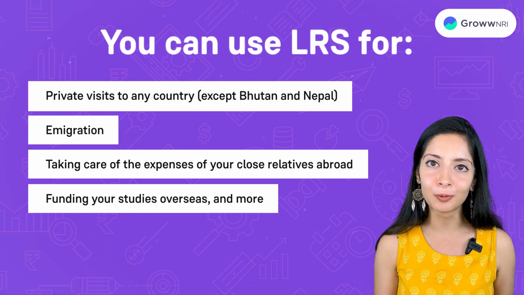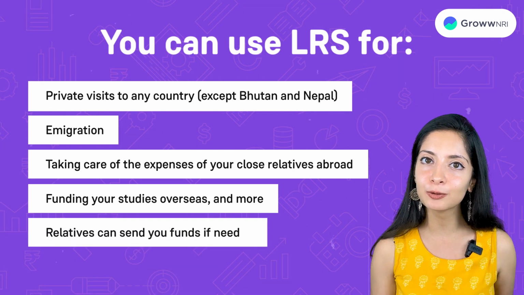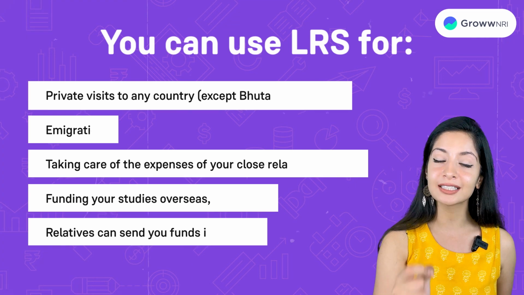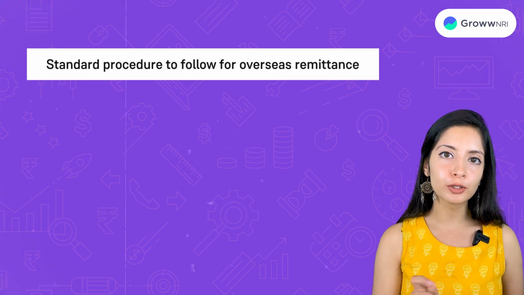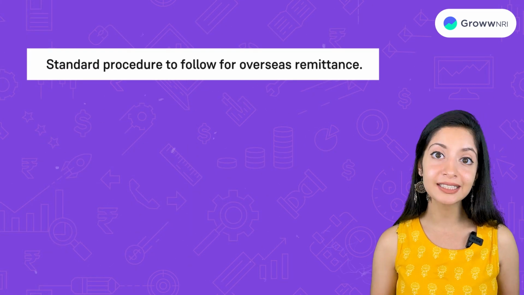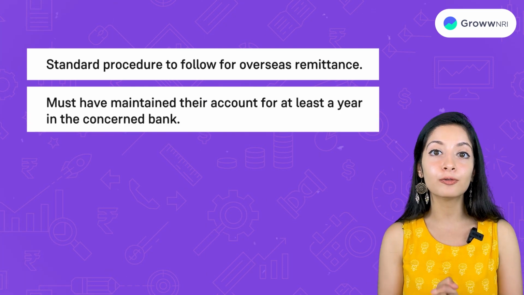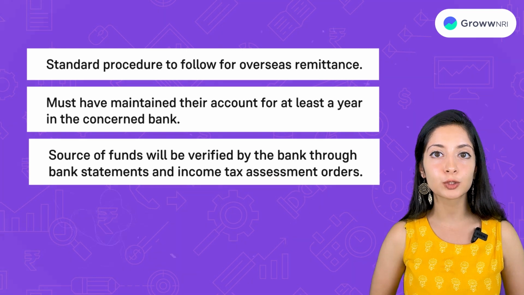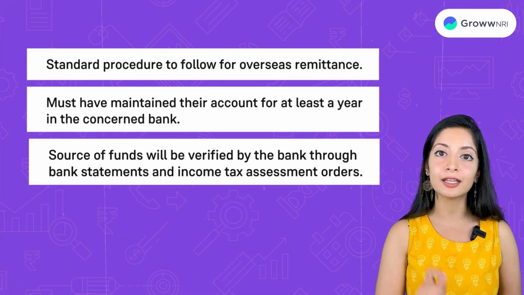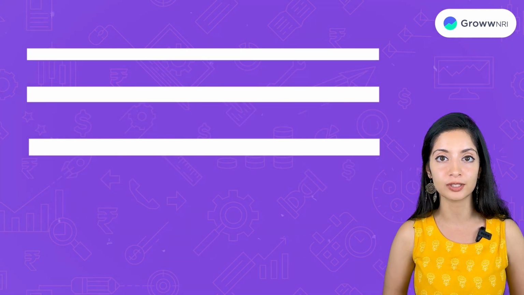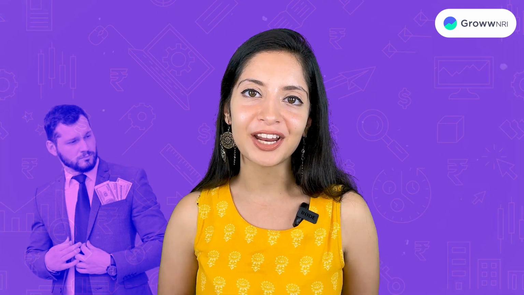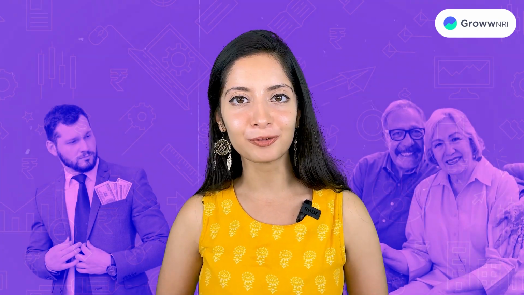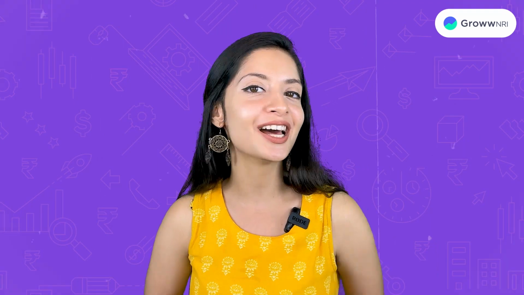And here's a cool bonus. Even your relatives can make use of this facility to send you funds if needed. Of course, they'll need to follow the usual procedure of overseas remittance, and they should have maintained their account for at least a year in the concerned bank. The bank will also verify the source of funds through bank statements and through income tax assessment orders. So whether it's your own financial adventures or helping out your loved ones abroad, LRS is a financial superhero you'll always want to keep in mind.